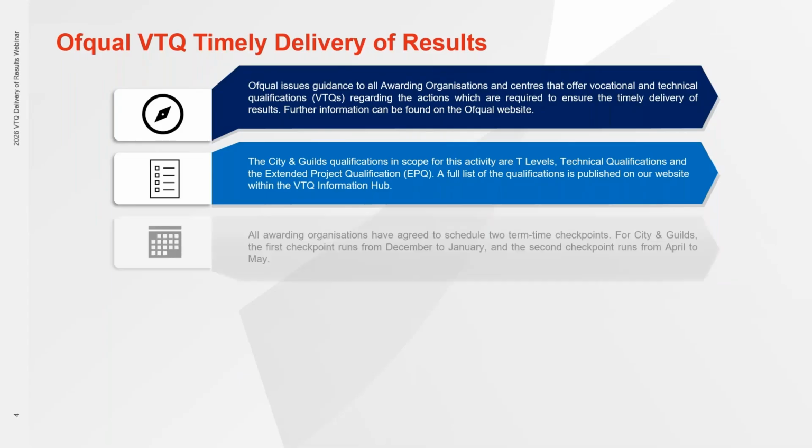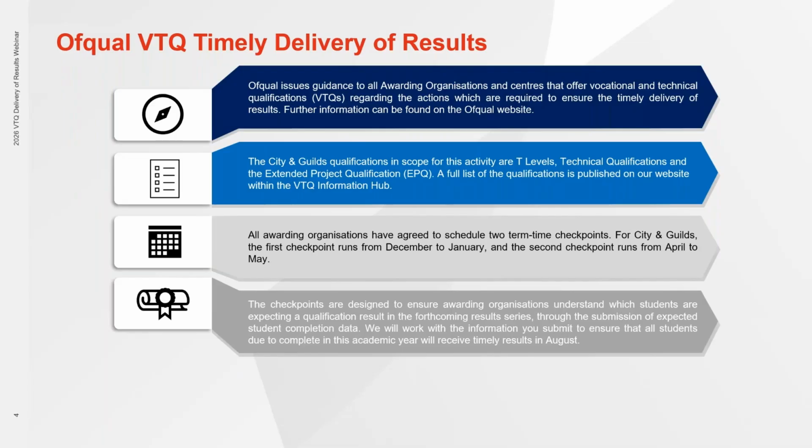In this third box here is a bit of information about the alignment across awarding organisations in relation to this activity. All awarding organisations have agreed to schedule 2 term time checkpoints. For City and Guilds, the first checkpoint runs from December to January, and the second checkpoint runs from April to May.